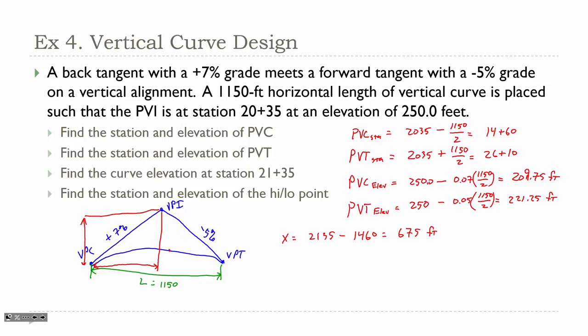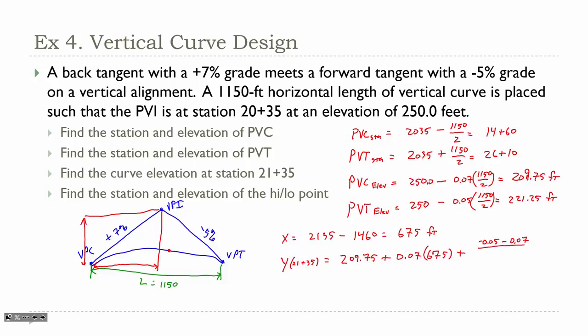Yeah, so it's probably somewhere in here because it's a little more than half of 1150. So calculating the y at 21 plus 35. We start off with the elevation of our PVC, which is 209.75, plus G1 X. Again, we want it in decimal. X is 675, and then plus G2 minus G1. Make sure for this equation you definitely keep the signs on the G's.